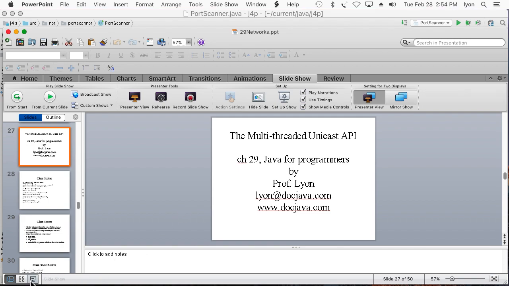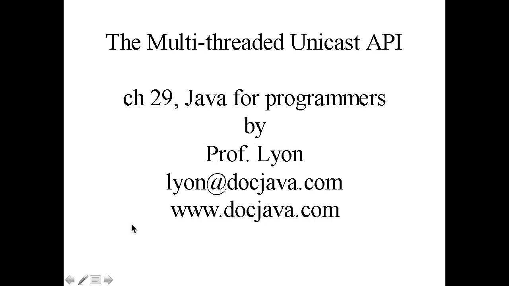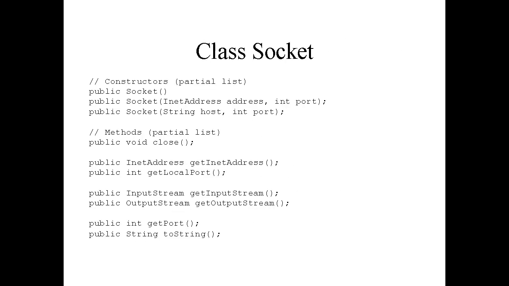Hi everybody. Into some multi-threaded unicast API usage in Java. This is from the chapter in Java for Programmers. We're going to use the classic Socket class in Java.